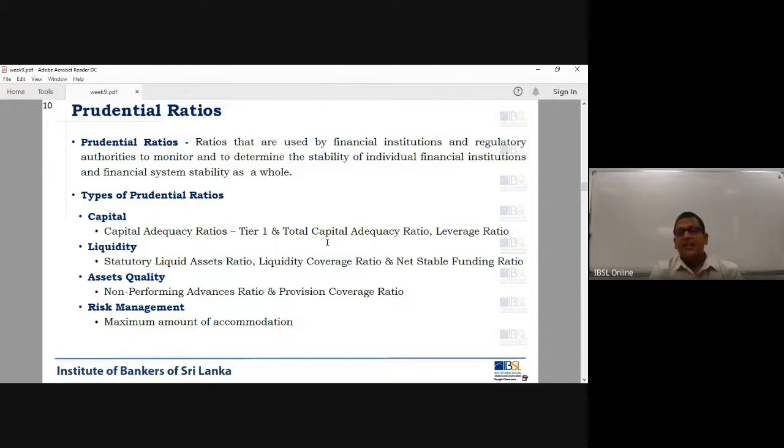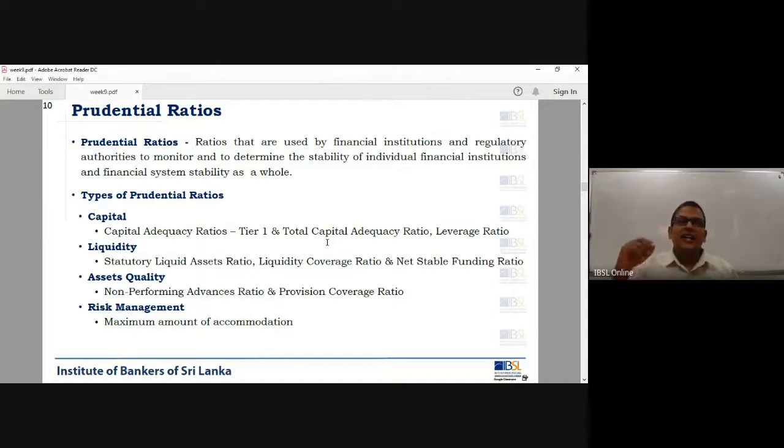For capital, they calculate the capital adequacy ratio we have discussed, tier 1, the leverage ratios and all. For liquidity, the statutory liquid asset ratio, liquidity coverage ratio, and net stable funding ratio are calculated. For asset quality, the NPL ratio and provision coverage ratio are calculated, and for risk management, the maximum amount of accommodations. Some of these ratios are calculated by the financial institutions and regulators to determine whether the particular institution is stable and the system as a whole is stable.